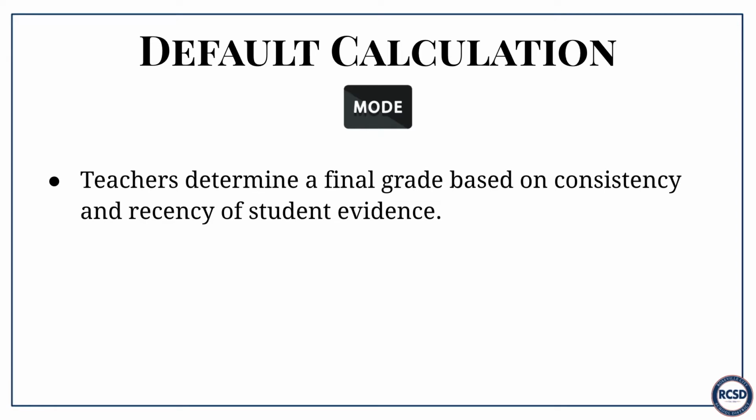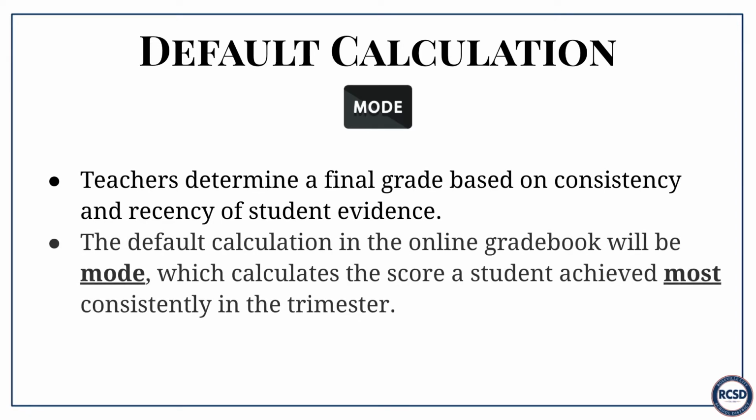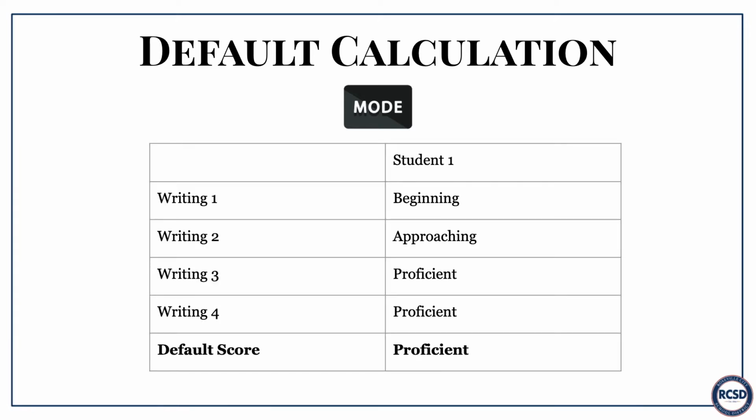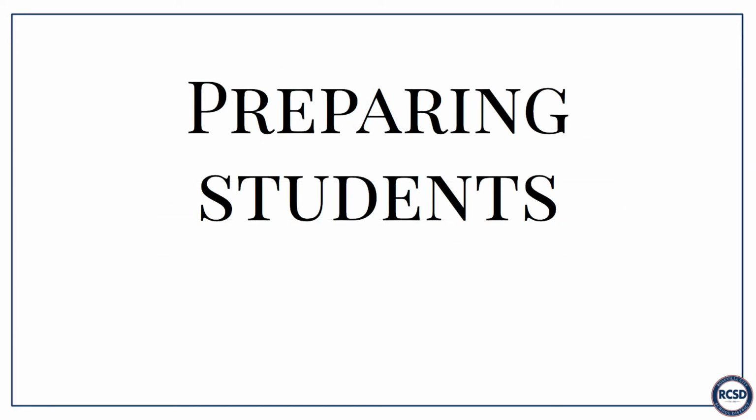Teachers determine a final grade based on consistency and recency of student evidence. The default calculation in the online gradebook will be mode, which calculates the score a student achieved most consistently in the trimester. Here's an example of a student with 4 summative writing scores. You can see that the student scored proficient most consistently in the trimester, therefore the default score is proficient.